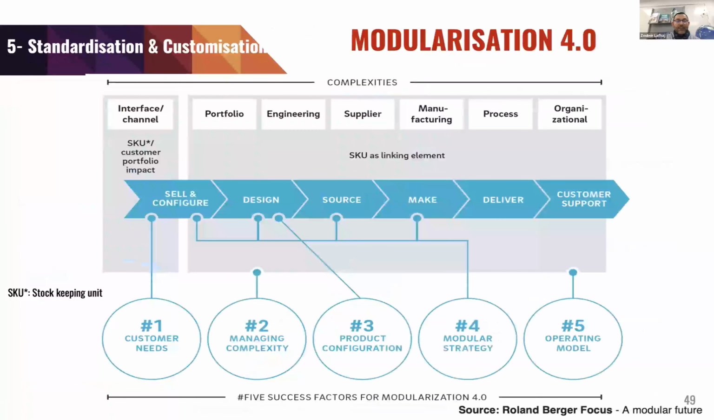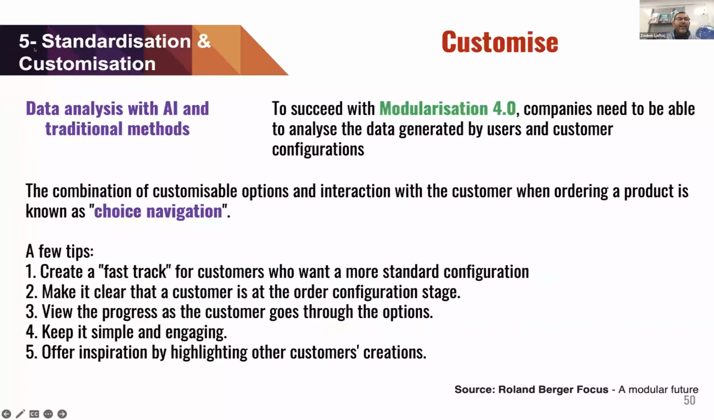I will skip this part. Let's see here this customization. Can we customize with modular construction? The answer is yes. Data analysis with AI and the traditional method. To succeed with modularization 4.0, companies need to be able to analyze the data generated by user and customer configuration. The combination of customizable options and interaction with the customer when ordering a product is known as choice navigation. A few tips: create a fast track, make it clear that the customer is at the order configuration stage, review the progress as the customer goes through the options, and keep it simple and engaging. Offer inspiration by highlighting other customers' creations.